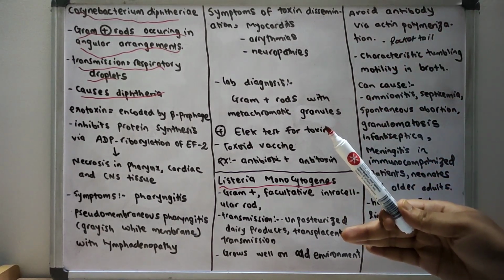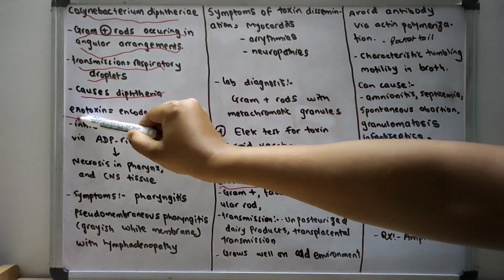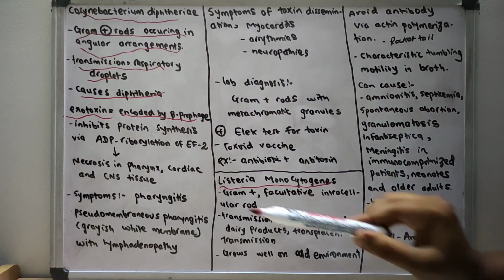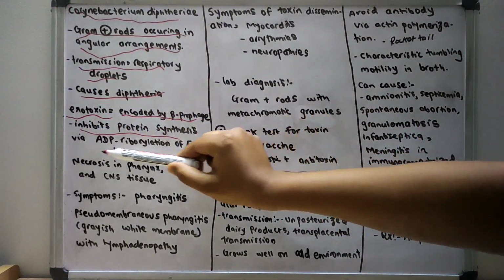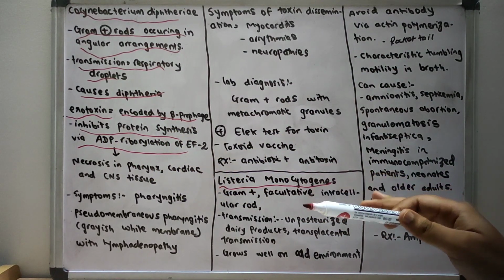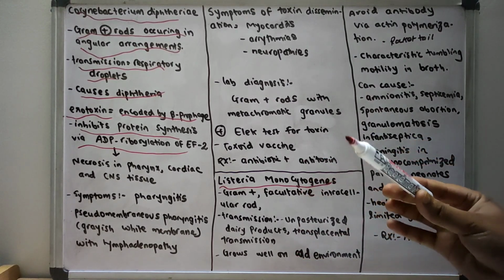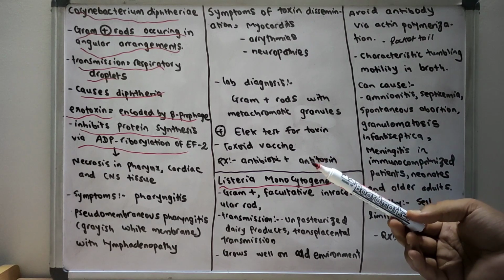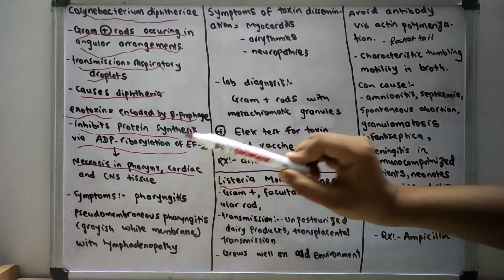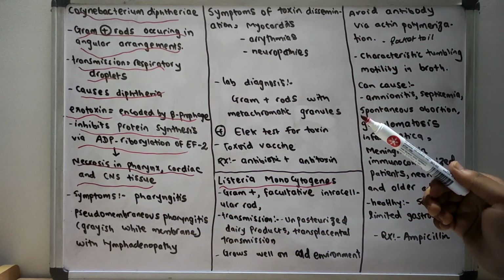The type of toxin that is produced by the Corynebacterium diphtheriae is exotoxin, and the exotoxin is encoded by the beta prophage, which inhibits the protein synthesis by ADP ribosylation of the elongation factor 2. So this is how it inhibits the protein synthesis, and it ultimately results in necrosis of the pharynx, the heart muscles and the CNS tissues.